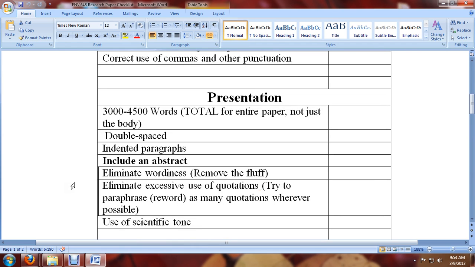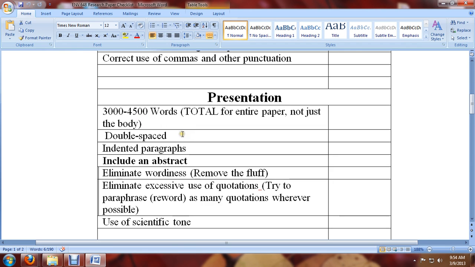For your presentation, Dr. Gross wants you to have 3,000 to 4,500 words as the total for the entire paper. This is not just for the body. So this is going to include an abstract. This will include all of your references. This should include your captions and such for your tables and your figures. So 3,000 to 4,500 words.